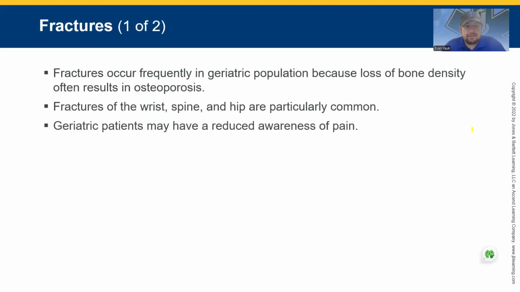So fractures occur frequently in the geriatric population because loss of bone density often results in osteoporosis. Fractures of the wrist, spine, and hips are particularly common. Why is that? It's because of falls. They get uneasy or imbalanced, they fall, they try to catch themselves, they break their wrist. They can fall, injure their spine, and the hip is a big one.